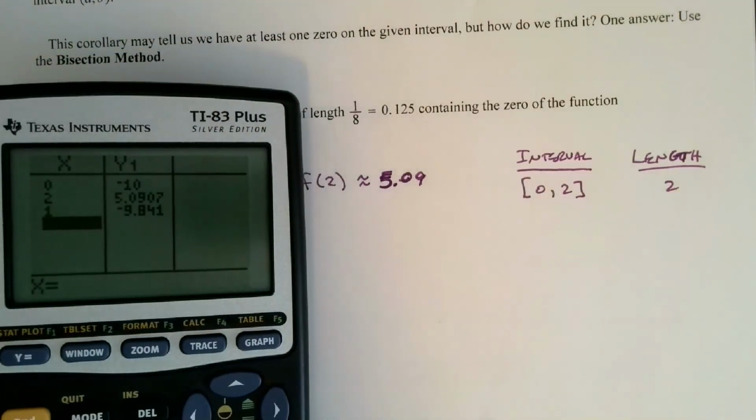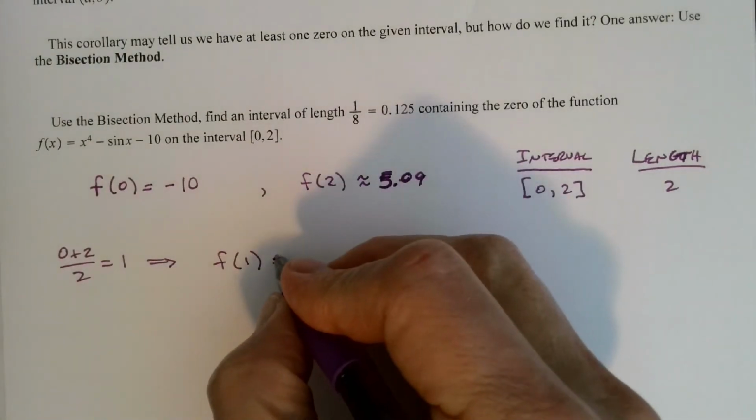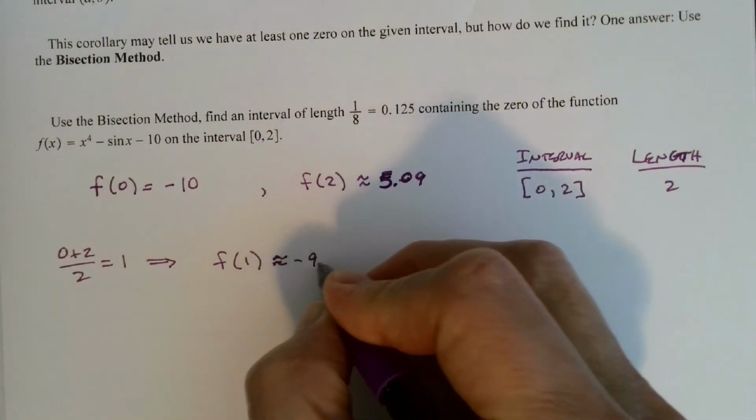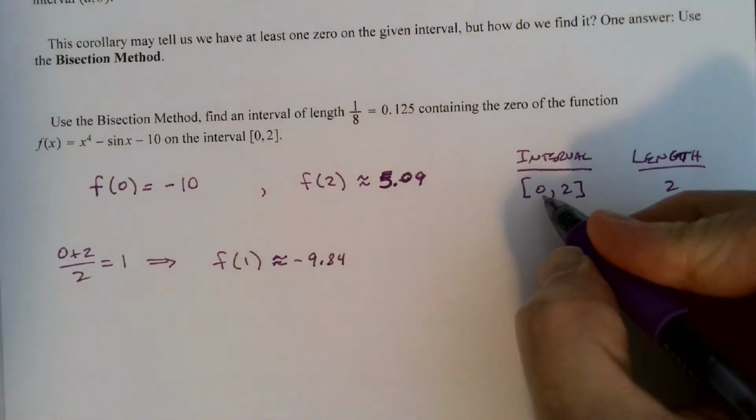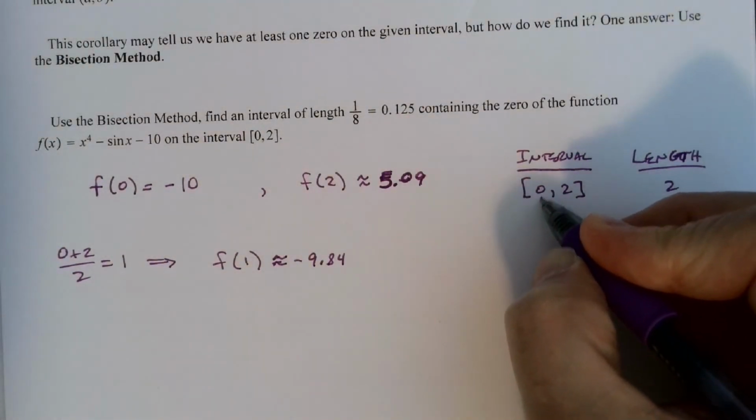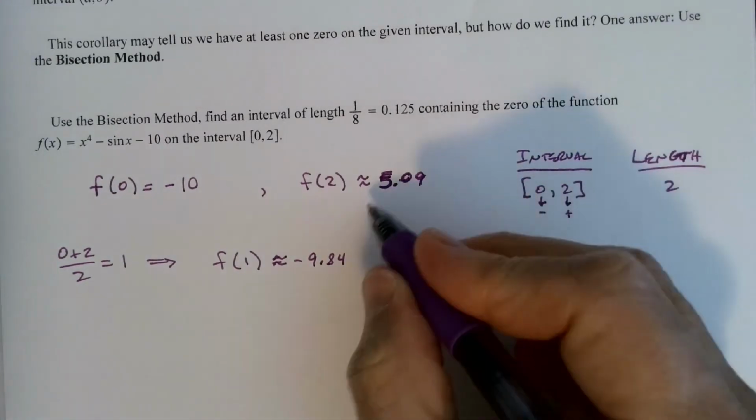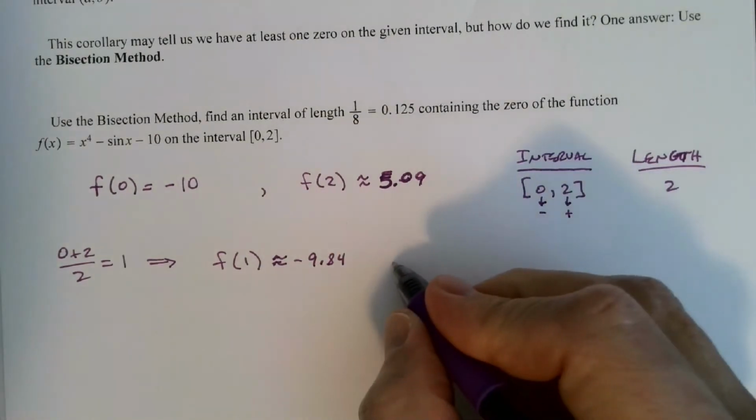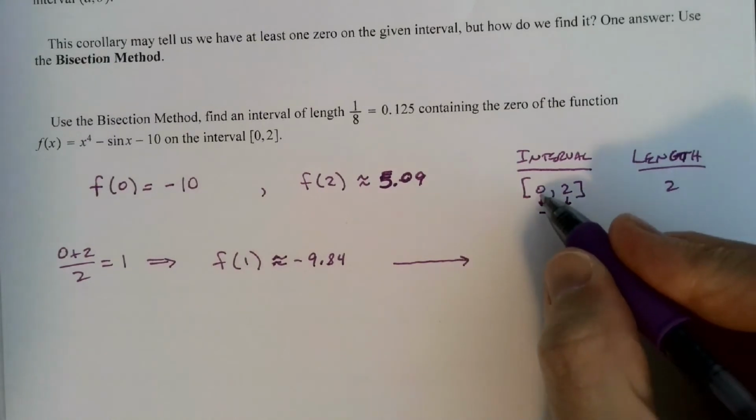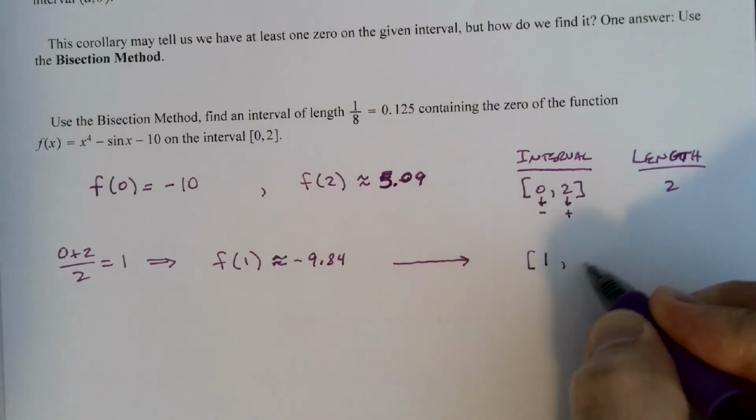If I plug in 1, I get negative 9.84 about. Okay. And so remember, when we plugged in 0, we got a negative 10. I'm going to put a little negative sign over this. And when we plugged in 2, we got positive 5.09. Well, now, in between at 1, we're negative. So this tells me that I can shrink the interval down. Instead of going from 0 to 2, I can now go from 1 to 2, right?